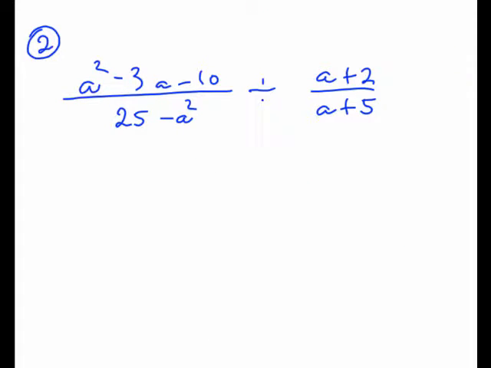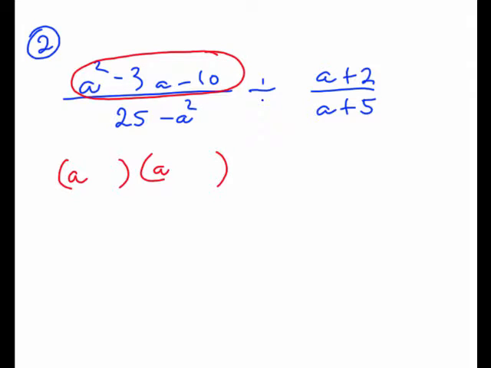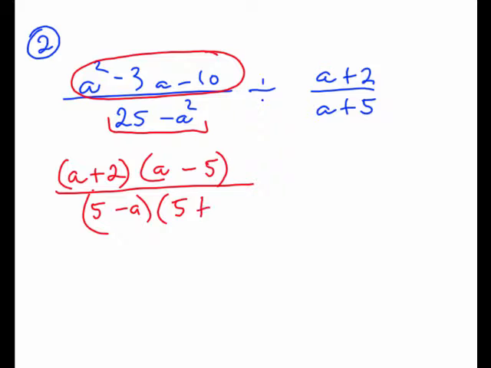And one final example. So let's divide this expression. We have to factor all our numerators and denominators. We've got a trinomial. Two numbers multiply to negative 10, add or subtract to negative 3. 5 and 2. The denominator, we're going to have 5 minus a times 5 plus a. And over here there are no common factors in the numerator and denominator, so we leave them alone.